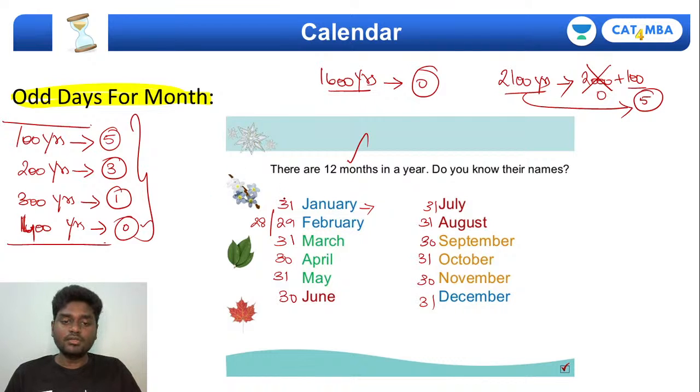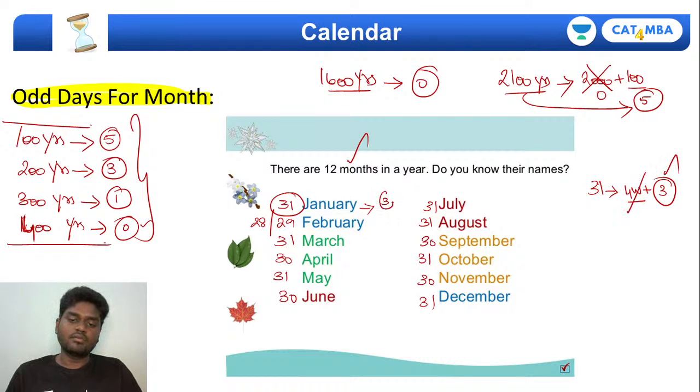Now simply what you need to do, if you want to find the number of odd days for the respective months, I know the fact that January will have 31 days. 31 days means how many odd days ultimately? 31 days I can write as 4 weeks plus 3 days. So 3 is my odd day. The 4 complete weeks will go away. So 3 odd days is my number of odd days for January.